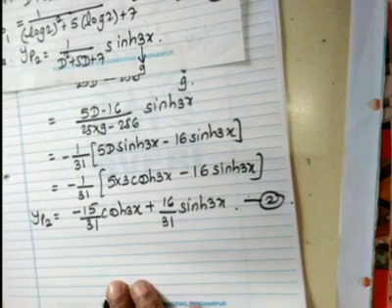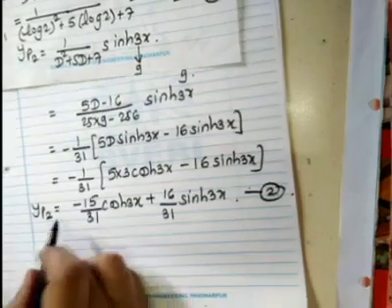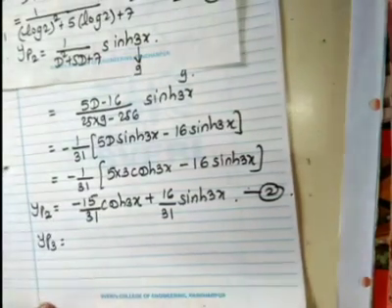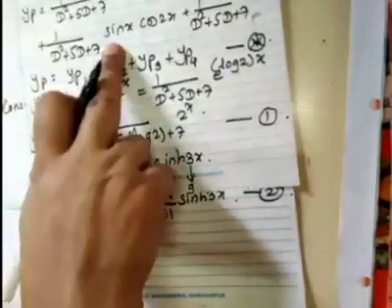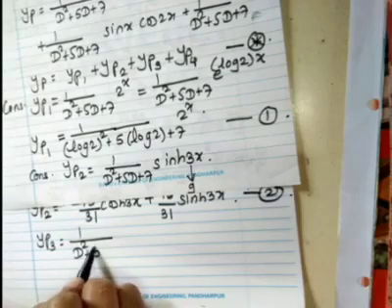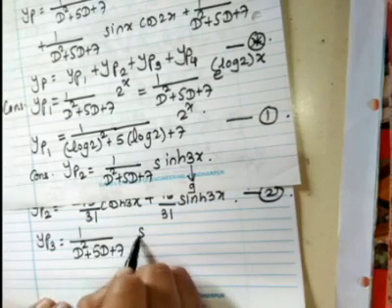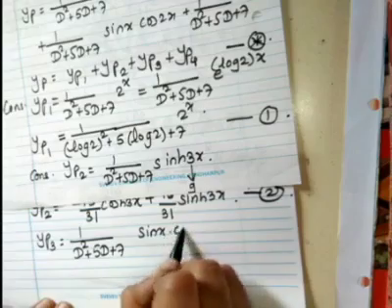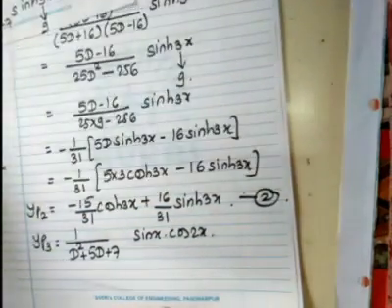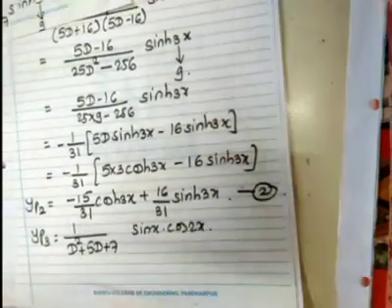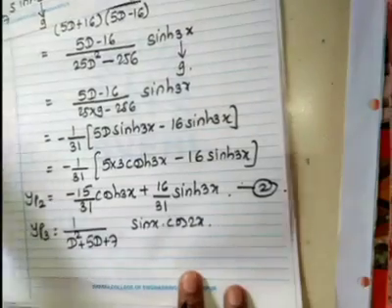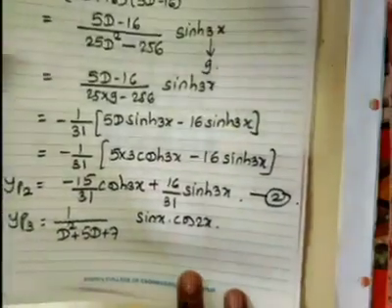Okay, we'll go to the next, that is yp3. This is your yp3: 1 upon D square plus 5D plus 7 on sin x into cos 2x. Okay, how to solve? Now there is sin and cos, but they are in multiplication. We cannot solve in multiplication. We can separate in addition, subtraction, right? So what should we do?